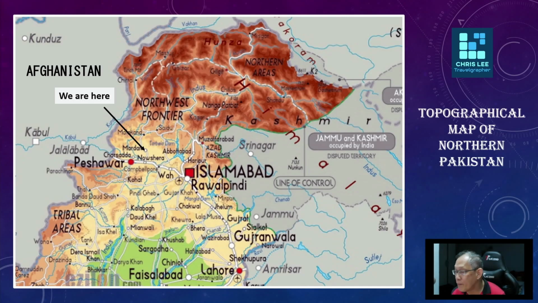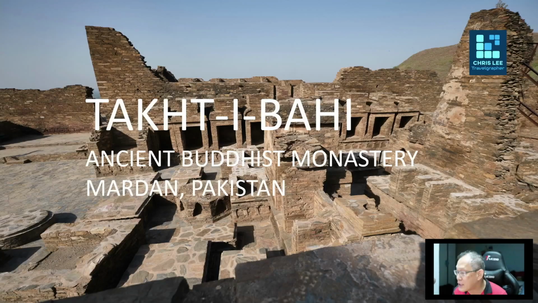From this topography map, it is clearly indicated this region is fairly high, with an altitude of close to 1,000 meters to 1,005 meters above sea level. And we are visiting an ancient Buddhist monastery, an ancient site, and the name of this site is called Takht-I-Bahi. You can find many such ancient Buddhist monasteries in this region. Let's look at the map itself later on to get a better idea why there are so many ancient Buddhist monasteries in this region.